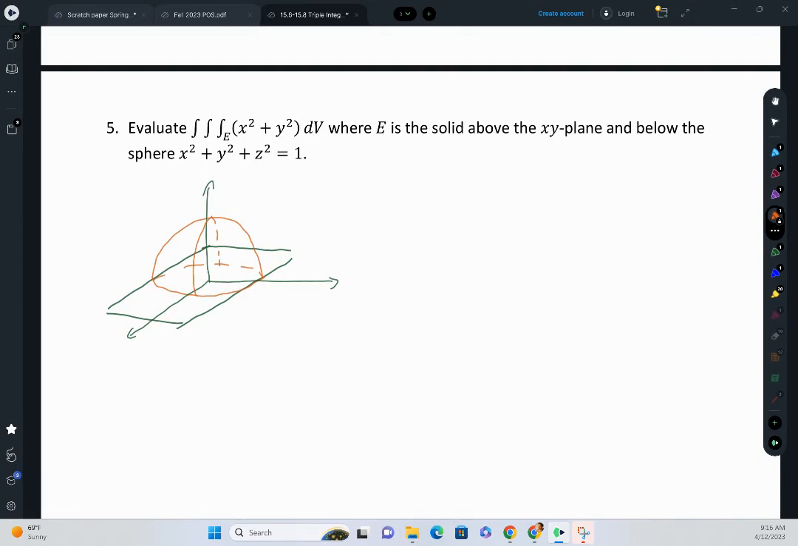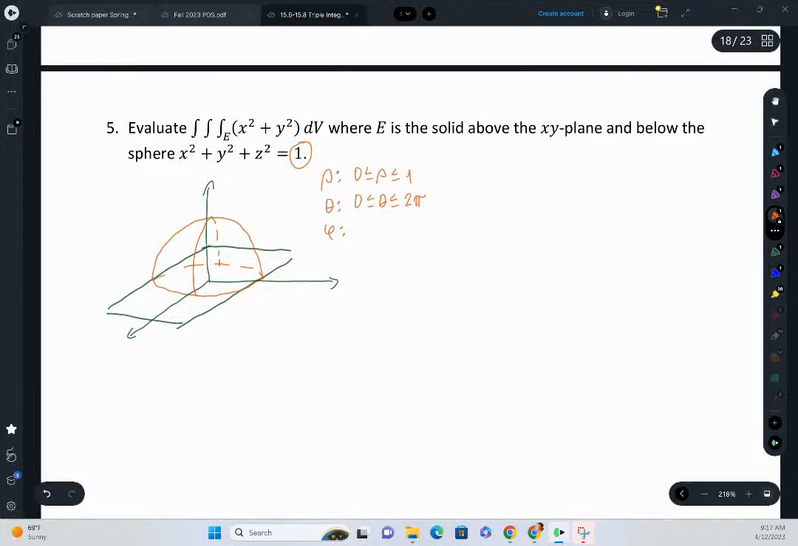And so we have to figure out what would the bounds of rho, theta, and phi be in order for us to get the upper unit hemisphere. Well, because it is a unit hemisphere, that tells me that rho is going between 0 and 1. Because it is the full hemisphere going all the way around the z-axis, that tells me that theta is going between 0 and 2 pi.